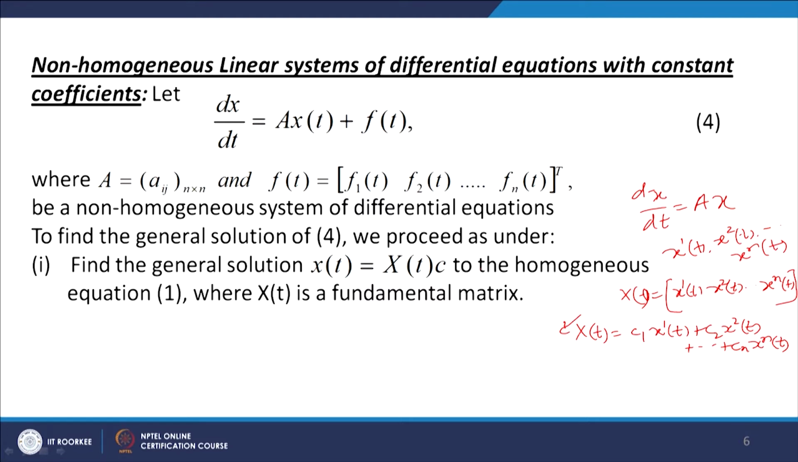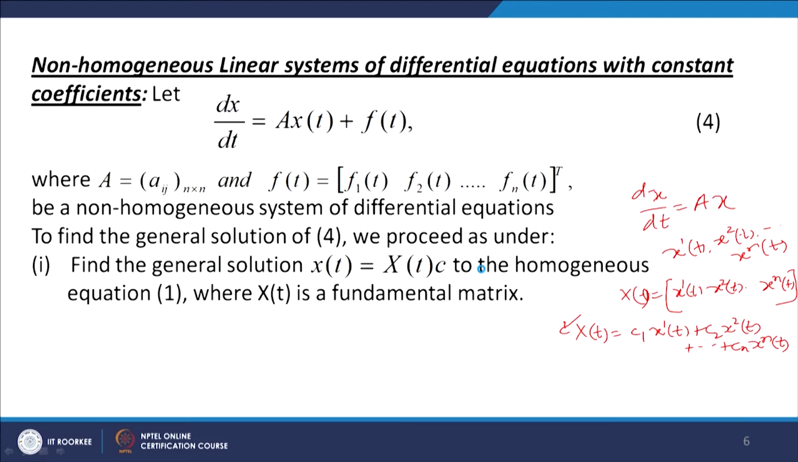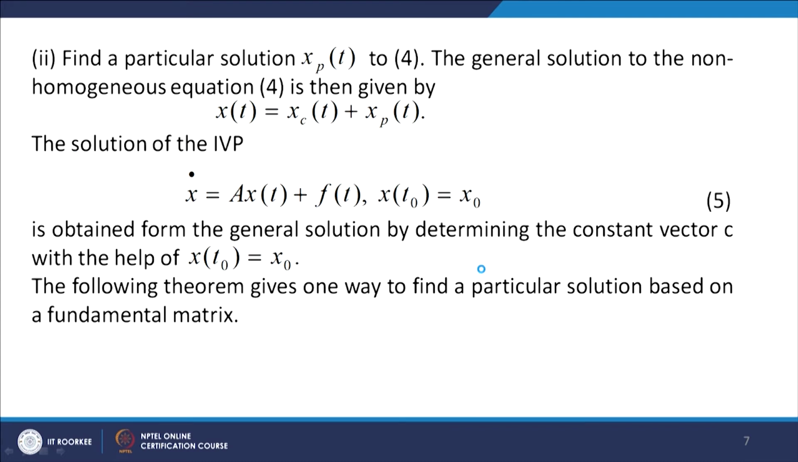So, we find the homogeneous solution, the general solution of the homogeneous equation x dot equals Ax, and then we find a particular solution, which we write as xp(t), to this non-homogeneous system. Then the combination of the two, xc(t) and xp(t), will give us the general solution of the non-homogeneous system 4. Non-homogeneous system 4 will have the general solution given by x(t) equals xc(t) plus xp(t).